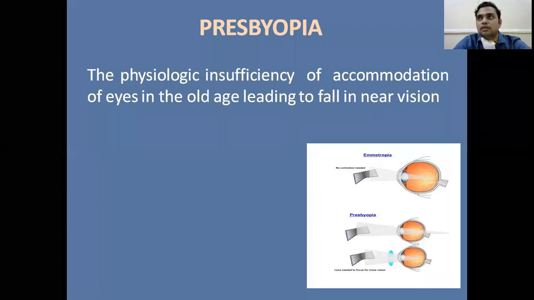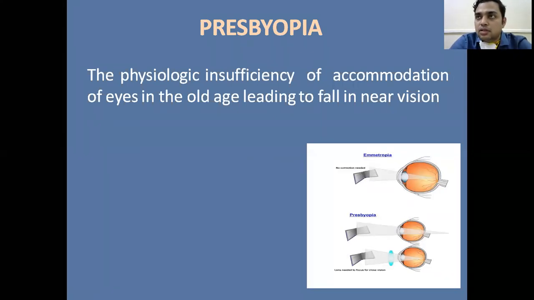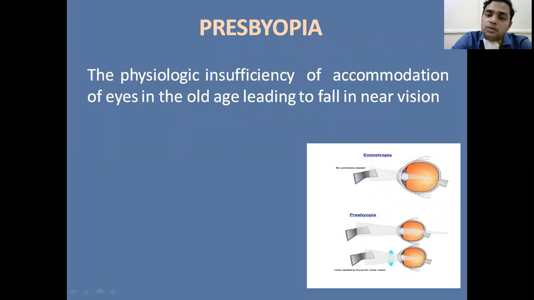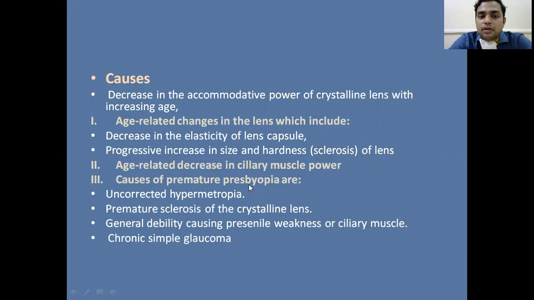So coming to the last topic of today's session, that is presbyopia. What is presbyopia? It is a refractive error because of the physiological insufficiency of accommodation of the eye in old age that leads to fall in the near vision. So because of the insufficiency of the accommodation of the eye, that leads to defective near vision, that we call presbyopia.